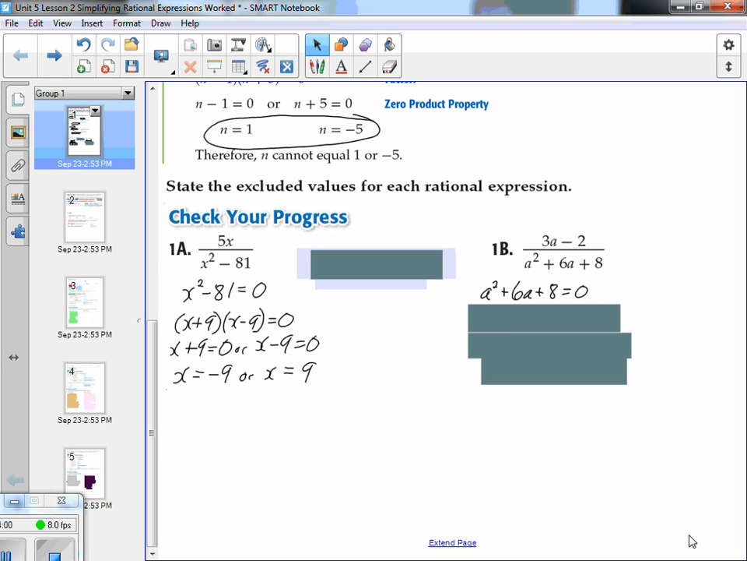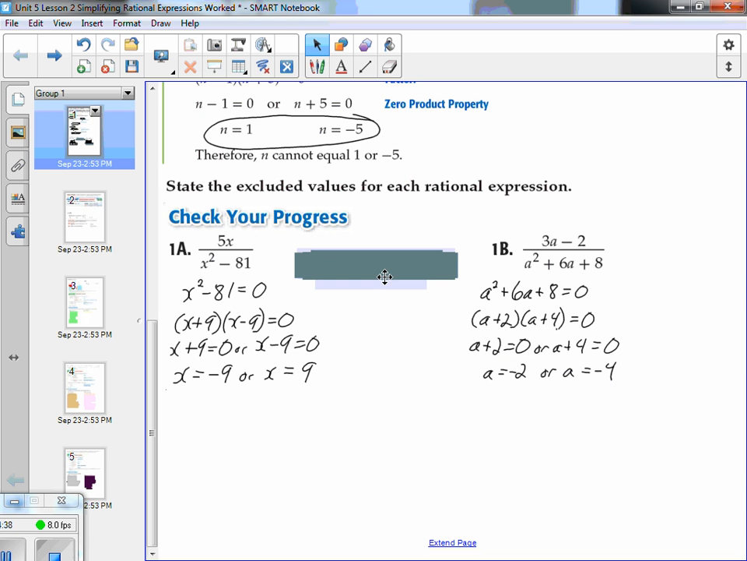So we said a squared plus 6a plus 8 equals 0. Again, you can use the formula, but this one's factorable. Factors of 8 that have a sum of 6. Well, the factors of 8 that have a sum of 6 are 2 and 4. So our factorization is a plus 2 times a plus 4. Then we use our zero product property to get a plus 2 equals 0 or a plus 4 equals 0, and then we solve each one of those. And we get a equals negative 2 or a equals negative 4. So the excluded values are negative 2 and negative 4. Any questions?